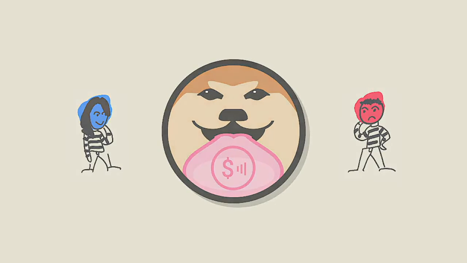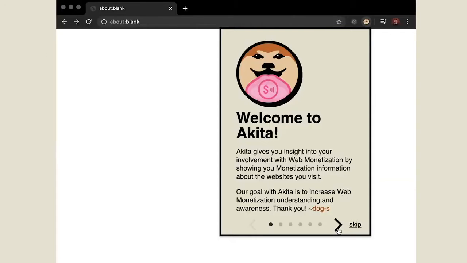Akita is a browser extension that helps you understand web monetization by allowing you to easily experience it for yourself. Let's briefly walk through our extension tutorial.